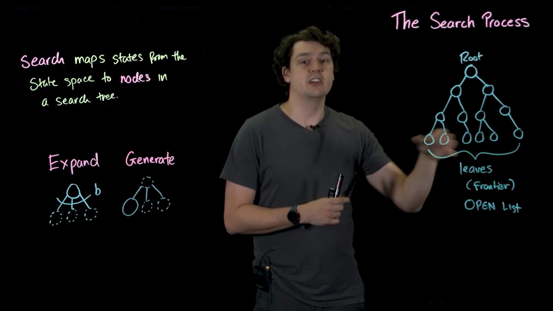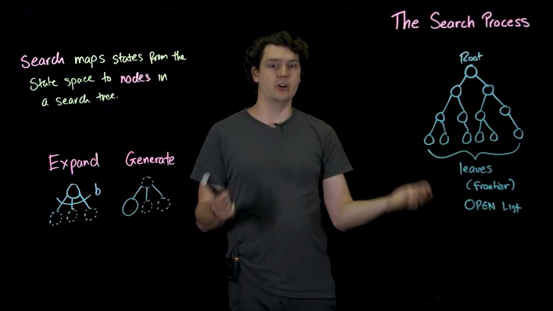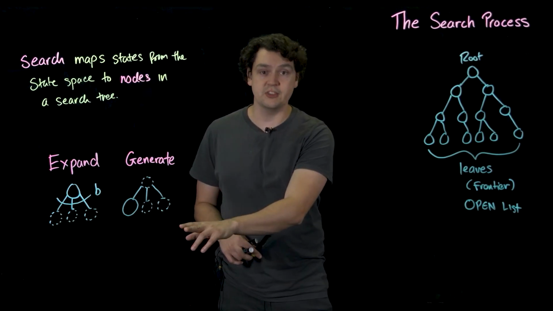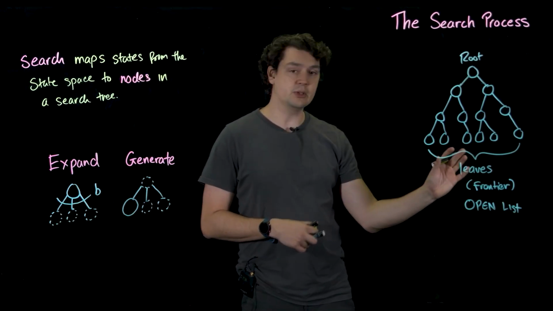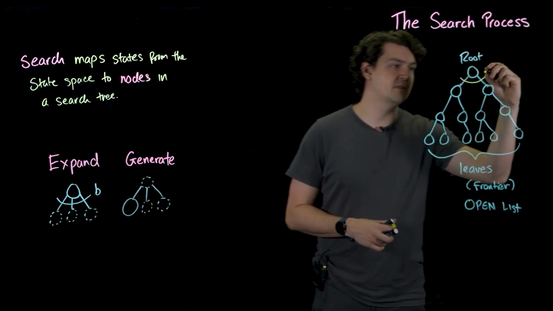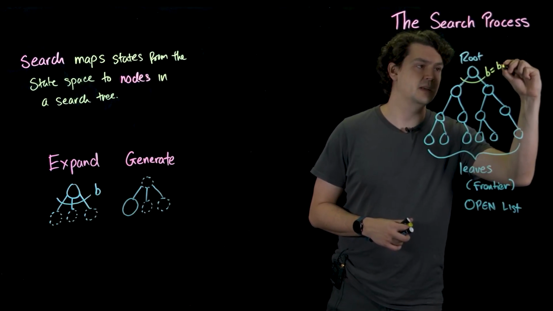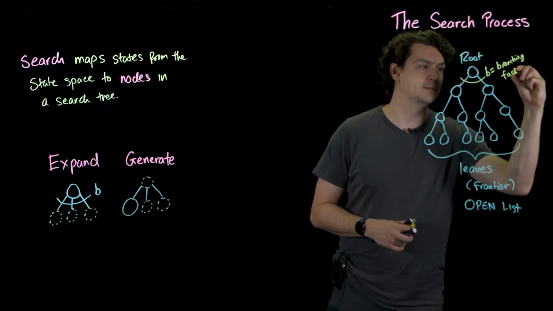We did not generate it. We did not add it to the tree. We did not add it to the frontier, the open list. Okay, so the branching factor is essentially the number of actions we can do in the tree. If we look at our example over here, the branching factor B equals branching factor.